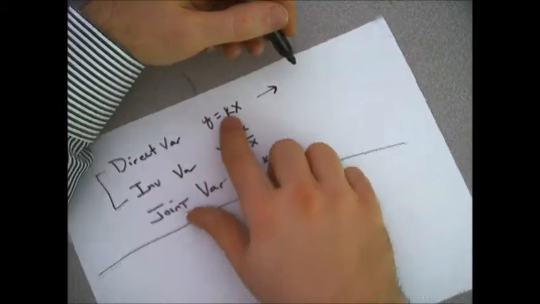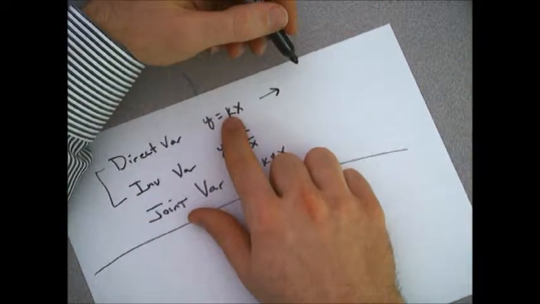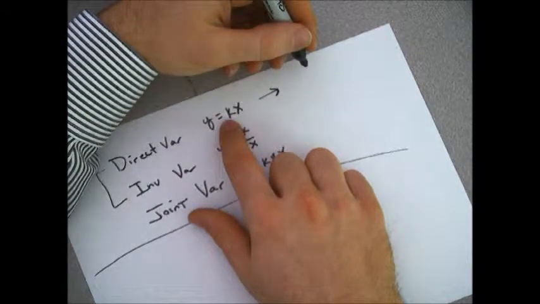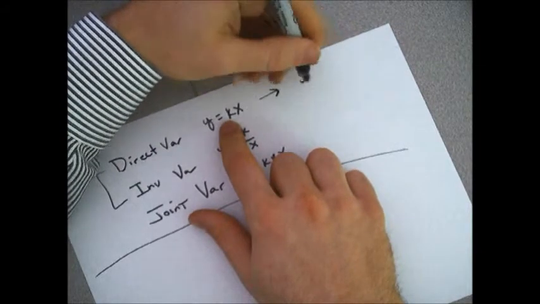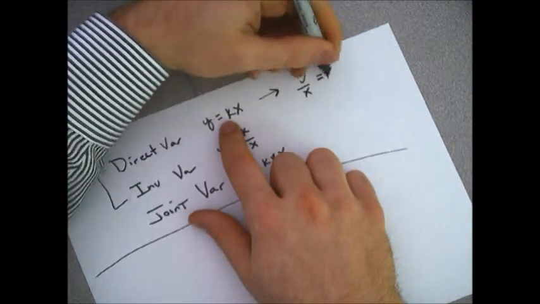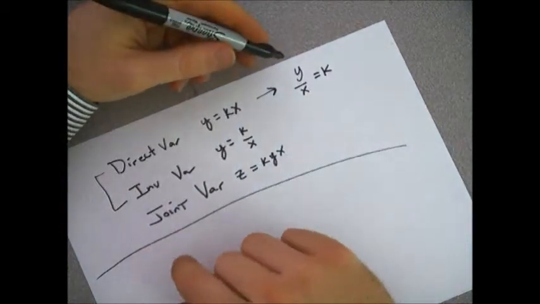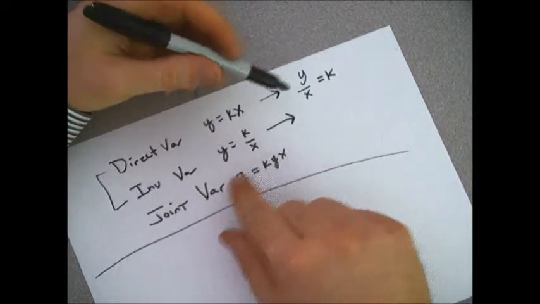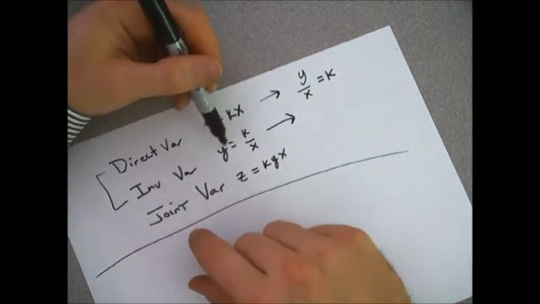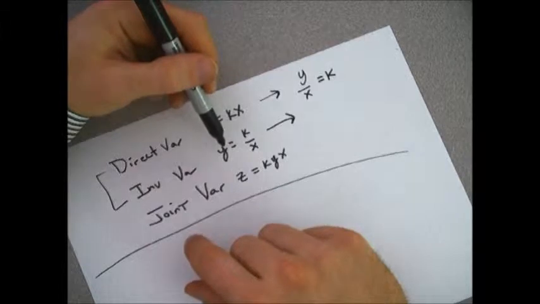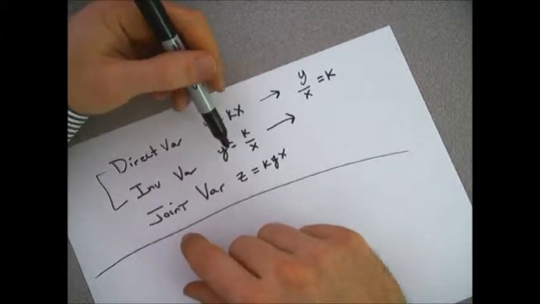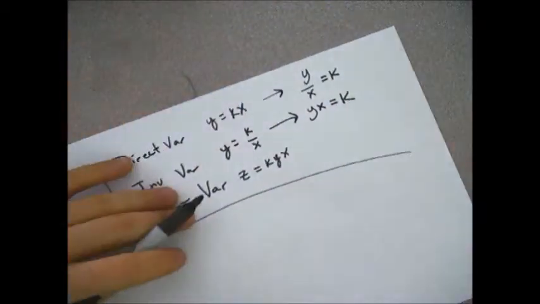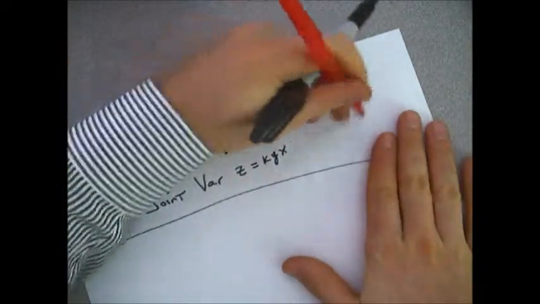So if I solve it for k, it means I want to get k by itself. If I get k by itself, I divide both sides by x. So this is going to be y over x is equal to k. Now stop. I want to do the same thing down here with inverse variation. If I solve it out, what do I get? I want to solve for k, so I multiply both sides by x. And what does that give me? yx equals k. This part right here, put a little red box around it.